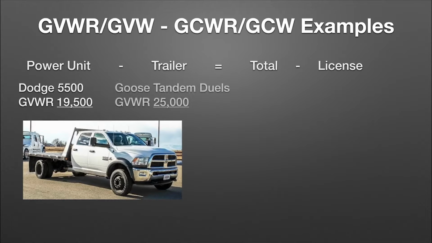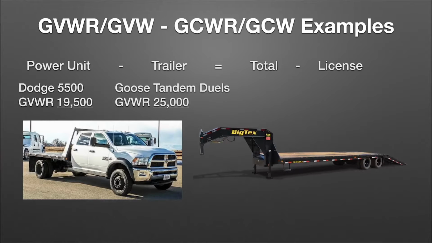Let's say he's pulling one of those trailers. This is a gooseneck tandem. The tandem duals has a gross vehicle weight rating of 25,000 even. Now we add those two together, that brings us up to about 44,500 pounds.